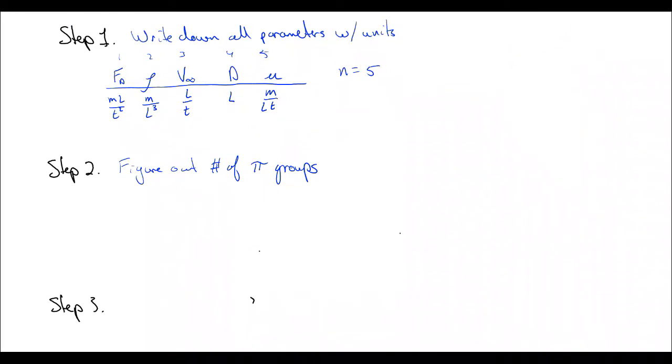Okay, so figure out the number of pi groups. So our equation for the number of pi groups is P is equal to n minus k. In this case, we know n is equal to 5. So we have P is equal to 5 minus, but we have to figure out k, the number of physical dimensions, right? Primary physical dimensions. So here we have mass, length, and time. So that's 3. And that gives us 2 pi groups, right? We already know what those 2 pi groups are. If you go to the previous lecture, I already gave them to you. But we're going to figure them out here.